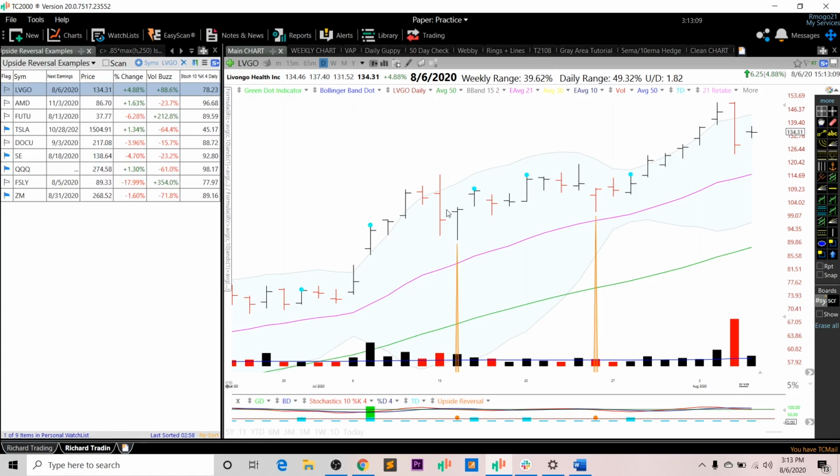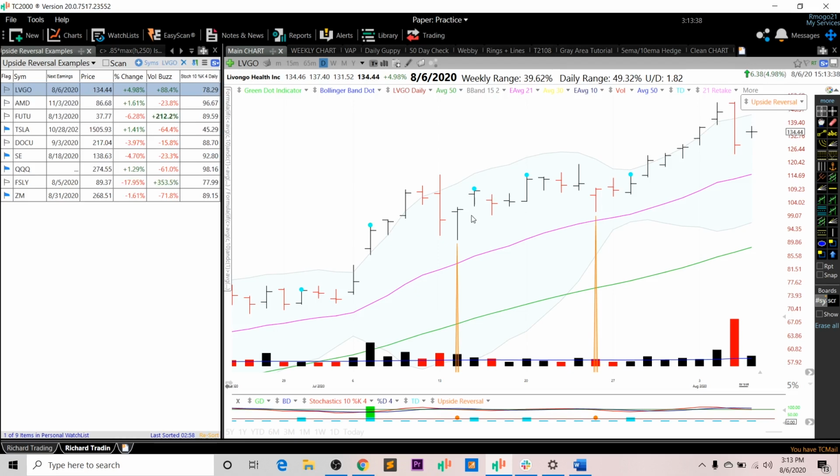Overall, upside reversals look something like this and also like this, where you've got a very long tail and a close right near the top of the trading range. Finding these is a bit of an art form, and I have created a PCF code to help you guys in TC2000 to find these and help train your eyes. But overall, my definition is probably a bit different than other people's.